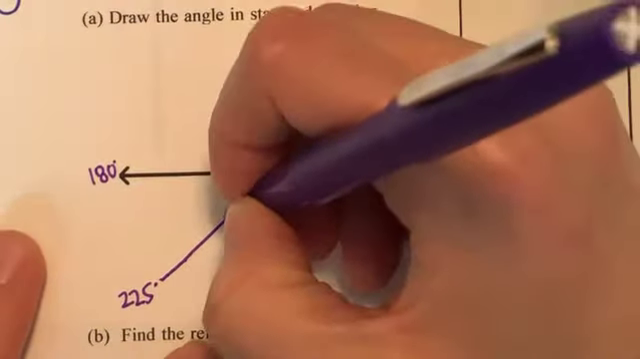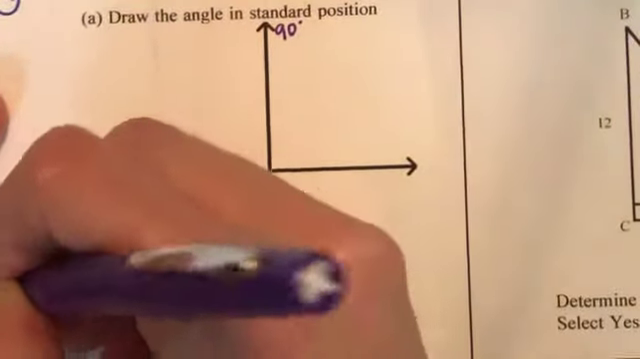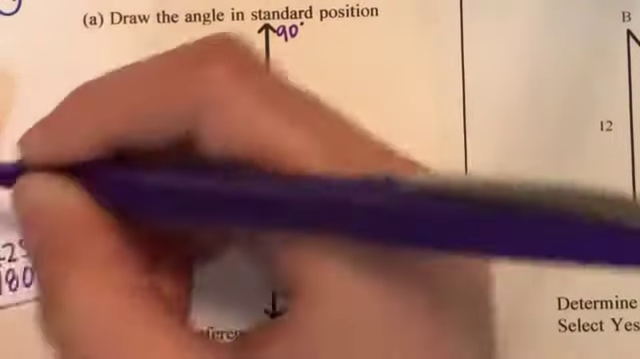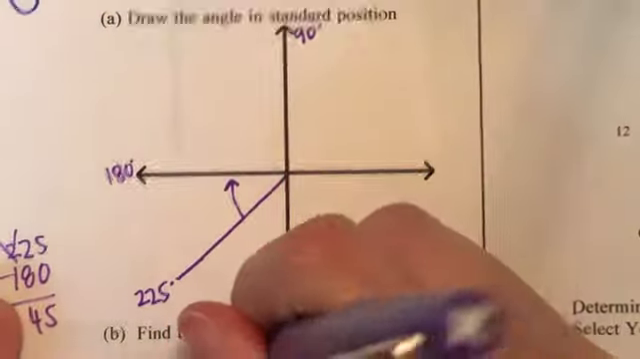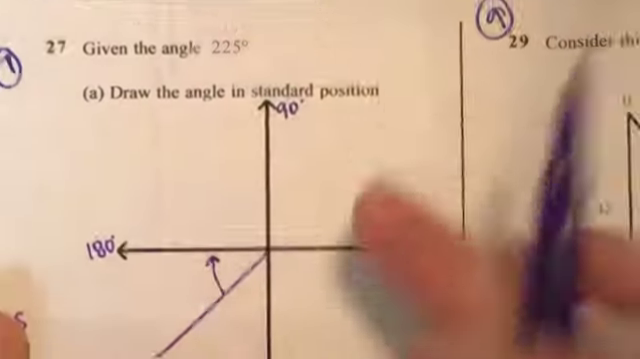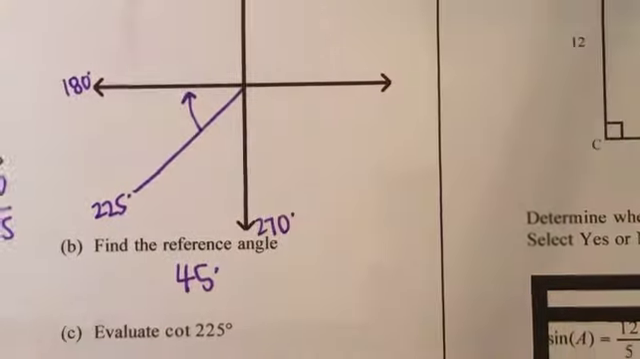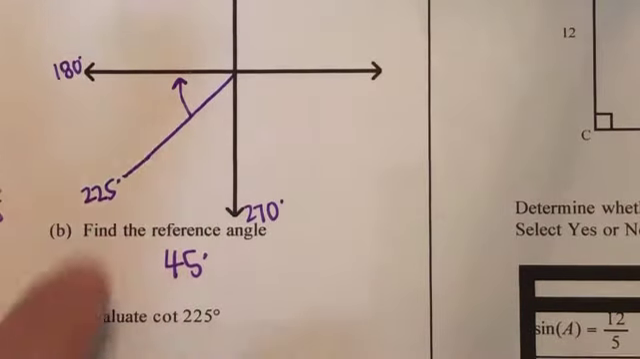So the reference angle is always formed with the x-axis. So we're going to subtract 225 and 180, and that will give us a 45-degree reference angle. Okay, so if they are giving us the angle in degrees, we'll give them the reference angle in degrees. So it's a 45-degree reference angle. So we're going to evaluate cotangent of 225 degrees.